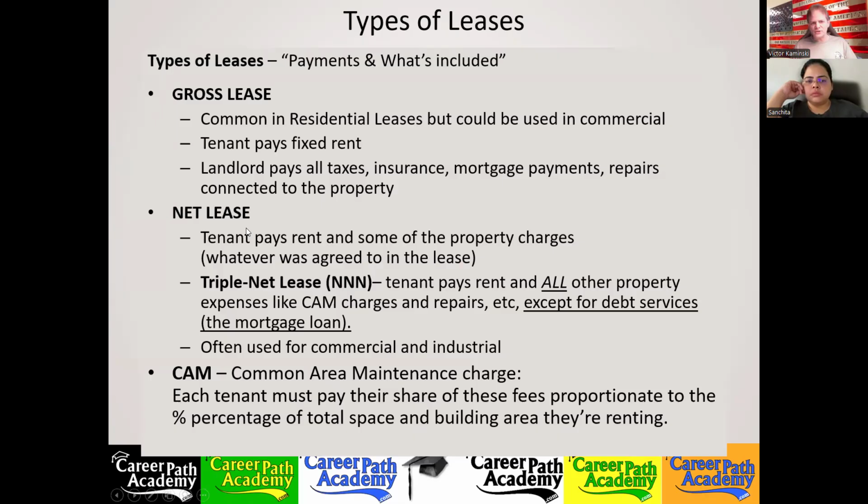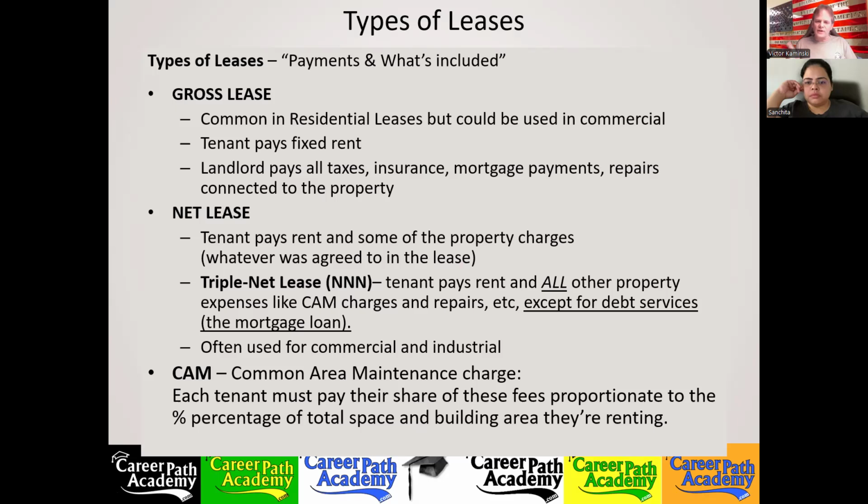Now, a version of a net lease would be a triple net lease. This is very common. Also is just simply referred to as NNN, having three capital N's there. The tenant pays the rent and all property expenses, except for the debt services for the mortgage loan. The tenant even pays their share of the taxes. I have a net lease.